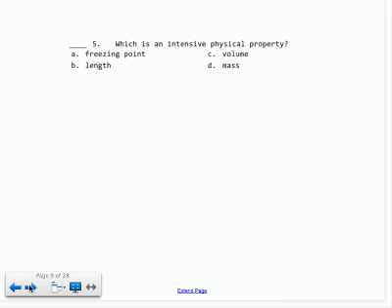Which of the following is an intensive physical property? Intensive means it does not change based on the amount of material you have, and you could eliminate length, volume, and mass. Those are all extensive physical properties that do change based on the amount of substance. Freezing point, the freezing point of water is 0 degrees Celsius no matter how much it is. The same would be true for any other material.